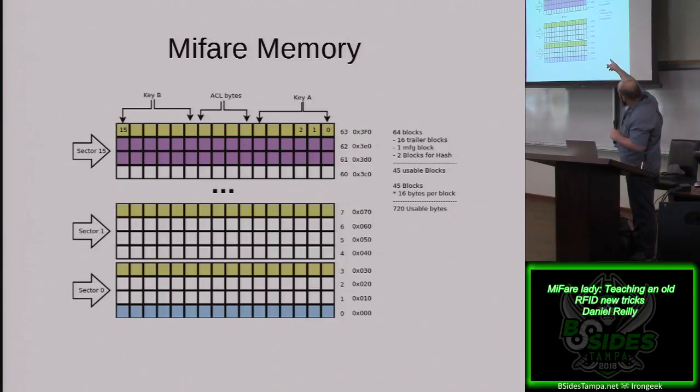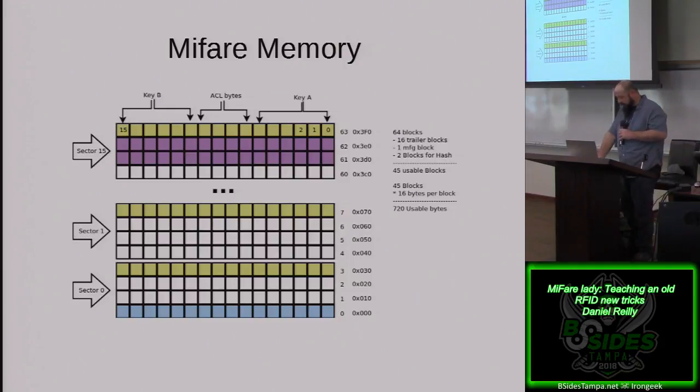Alright, and then the 2 purple sets of blocks up top are going to hold a hash when we're done, and that's going to be the HMAC 32-byte SHA-256 hash. So if you look on the right-hand side, I kind of worked out the math for how much space you can actually fit once you take away all the crap that they take from you. So 64 blocks minus 16 trailers minus 1 manufacturer block and 2 blocks for the hash gives you 45 blocks. 16 bytes per block, that's 720 usable bytes.